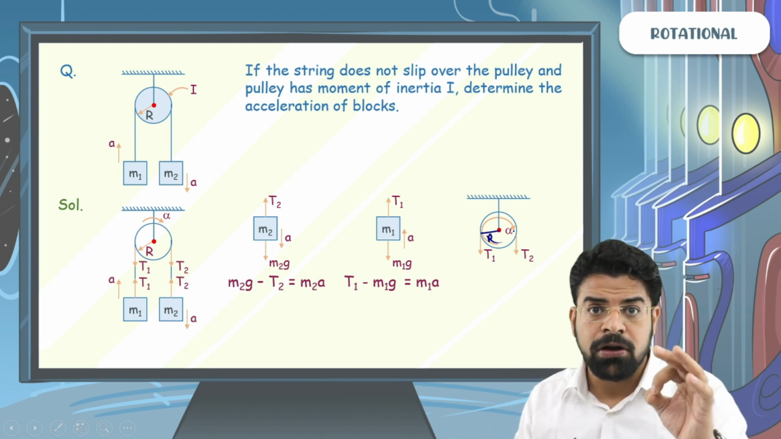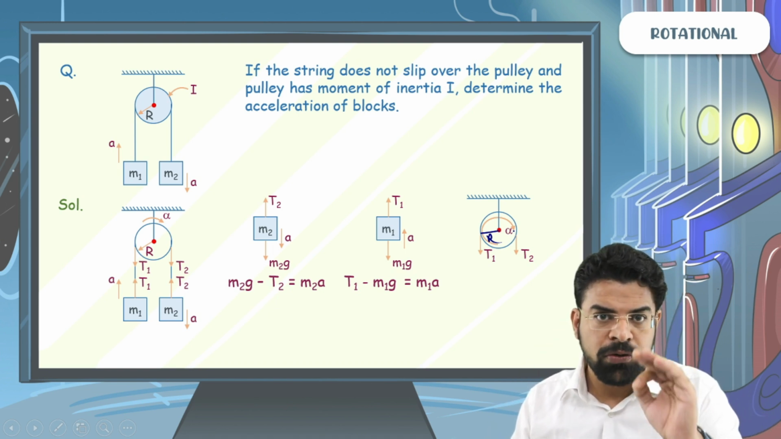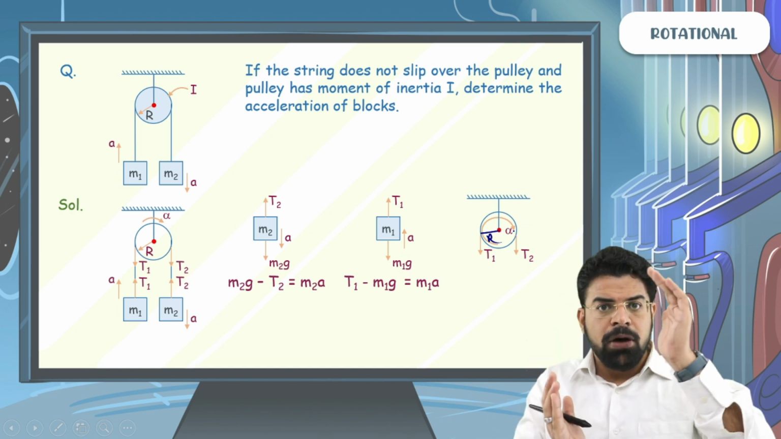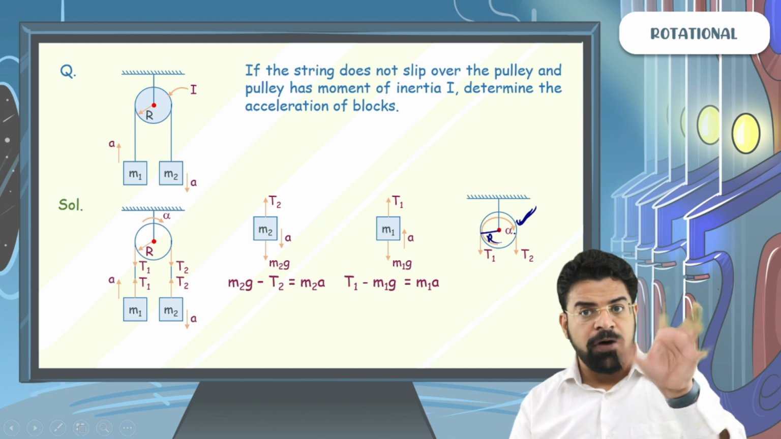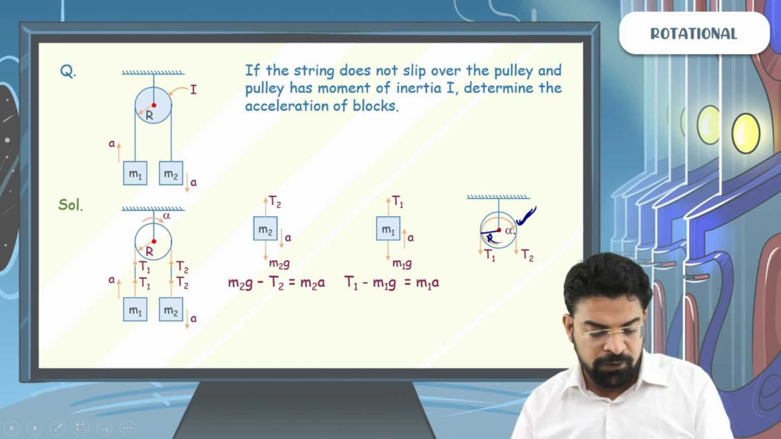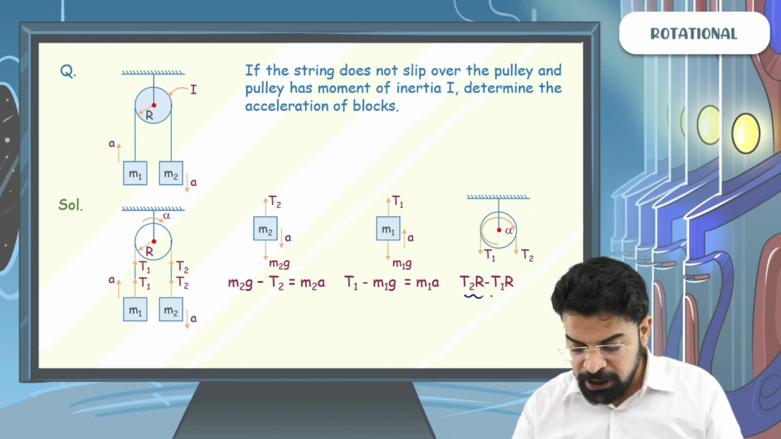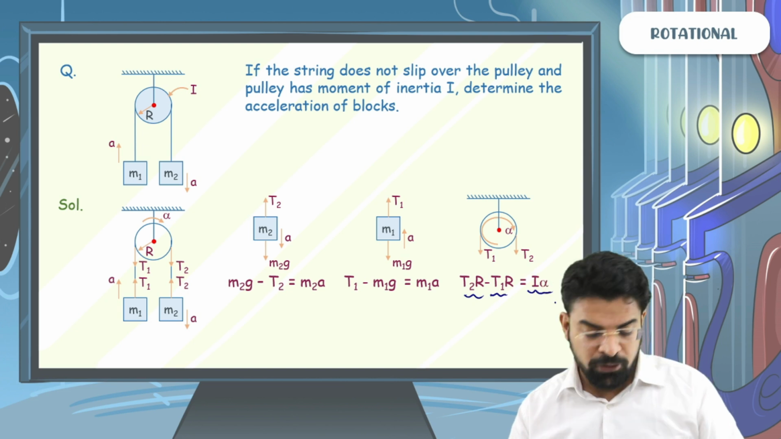The net torque equals moment of inertia into alpha. The net torque will be T2R minus T1R. The net torque in the sense of alpha has to equal I into alpha. So you will write, bachcho, T2R minus T1R equals I into alpha.